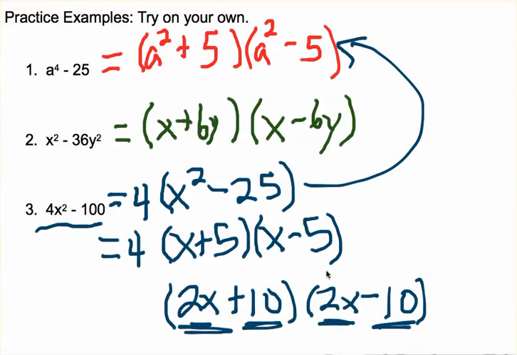One thing to keep in mind that I don't want you to get confused about, in all of my examples I did the plus first and the minus second. It does not matter which one you make plus and which one you make minus, as long as you have one of each. Okay, so that's a difference of two squares.